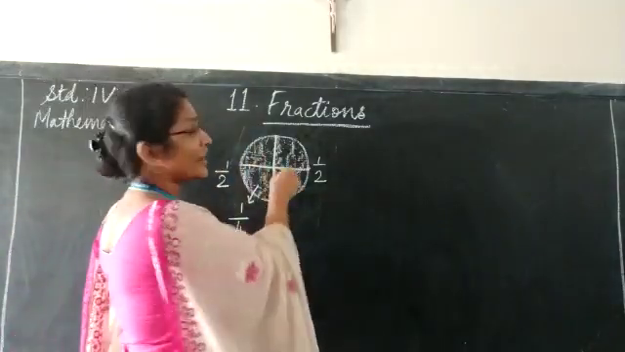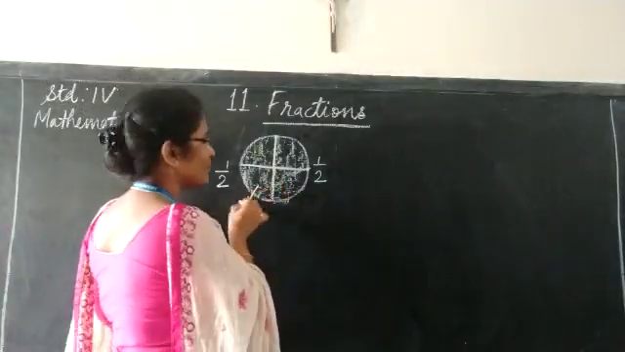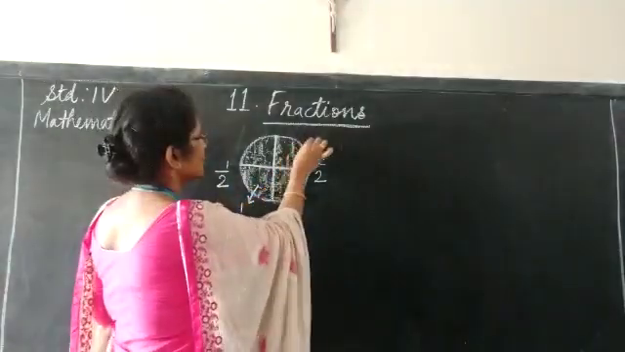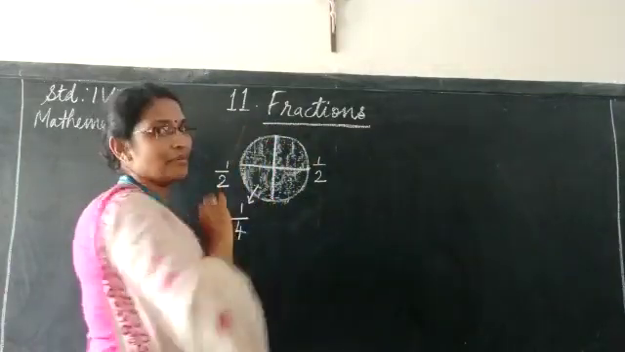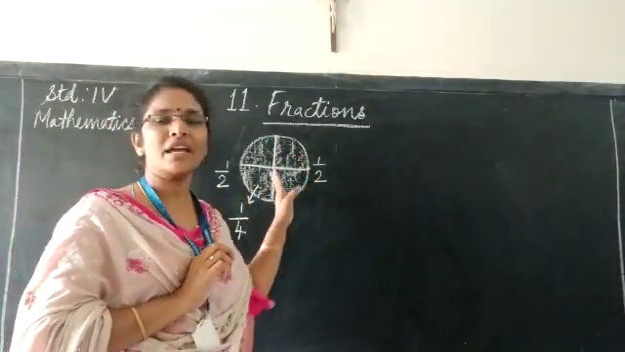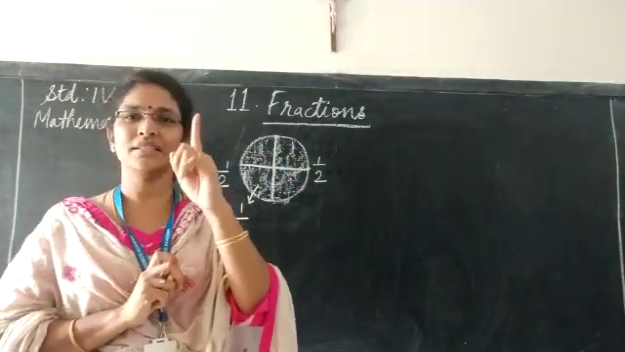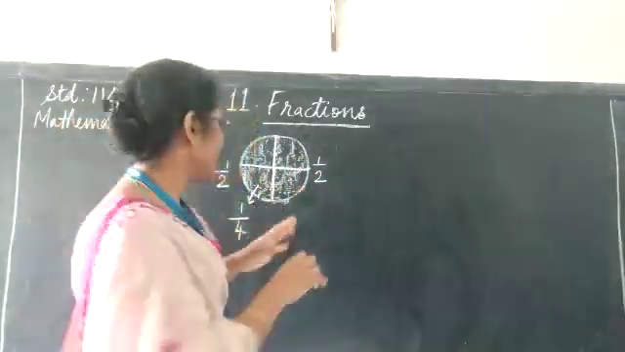Now, how many 1/4s are there in this whole figure? You can see this is 1 by 4. This part also is 1 by 4. This part also is 1 by 4. This part also is 1 by 4. Four 1 by 4s make one full figure, one whole figure. That is 1.